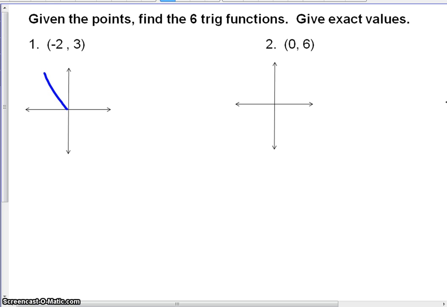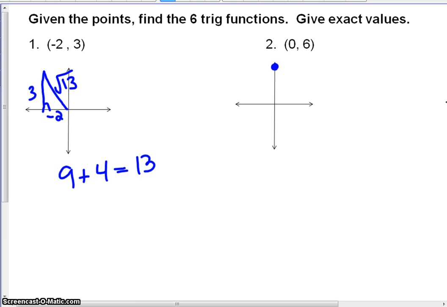-2, 3, I would draw the picture like this. And if you remember, this one goes back to where you have -2 and 3. And then you have to find the hypotenuse. So you're going to say 9 plus 4, and that equals 13. Square root of 13. Looks a lot like one we did in this example.